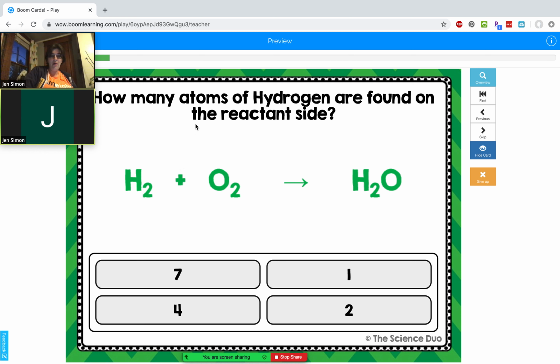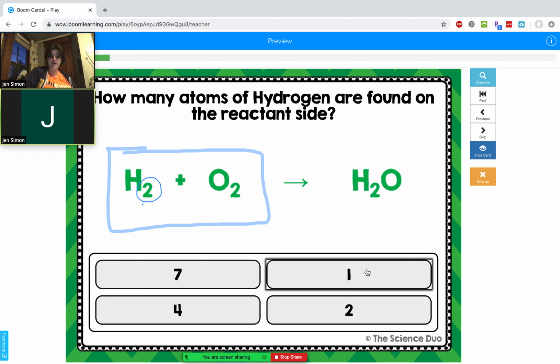Here it wants to know how many atoms of hydrogen are found on the reactant side. So our reactant side is right here on the left-hand side. And if we're looking at our hydrogen, we have a subscript of 2 with no coefficient here. So that tells us that we have 2 hydrogen atoms.